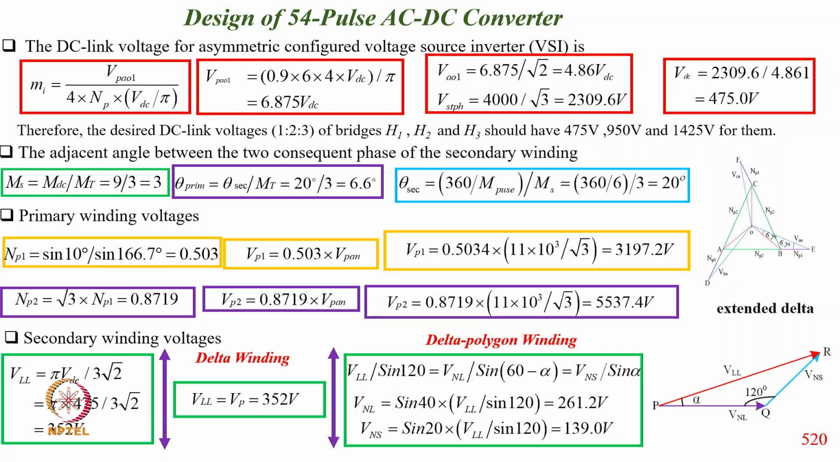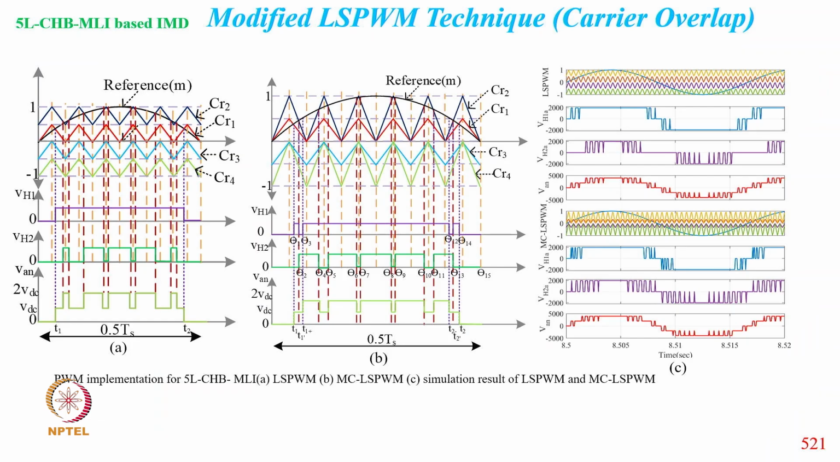then VP1 is 31937 volt, and P2, and finally VP2 is 5530. Similarly, for the secondary winding voltage of PLL 352, and then delta winding LL VP 352 and delta voltage calculation, that comes to VNL equal to short winding, long winding 261 and short winding comes to 139.06 with the phase diagram.